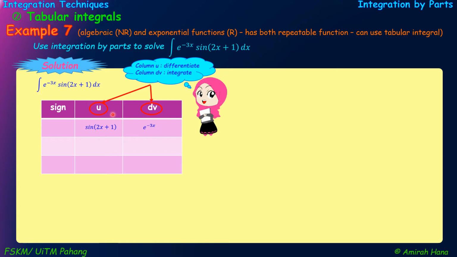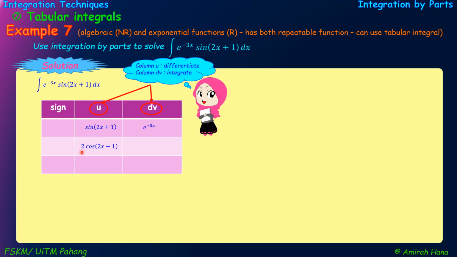Alright, then let's finish column u first. We start the row from sine of (2x plus 1). In column u, we need to differentiate. So, when we differentiate sine of (2x plus 1), we have positive cos of (2x plus 1), with 2 here, because we differentiate the bracket. When we differentiate the bracket, we get 2, so we put it in front here.